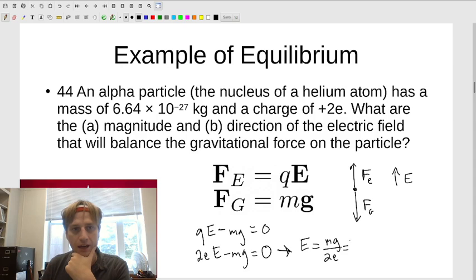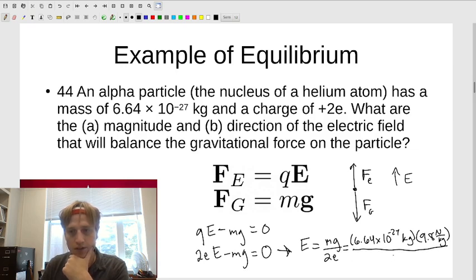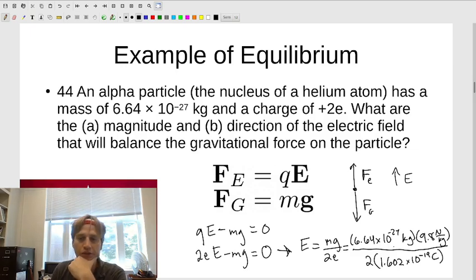And in this case, that m would be 6.64 times 10 to the minus 27th kilograms. And then our gravitational field strength here on Earth is 9.8 newtons per kilogram. And then we have this 2e, where e is that 1.602 times 10 to the minus 19th coulombs. Okay, so ultimately you're going to have units of newtons per coulomb on a question like this. I gave one on the homework that's very similar to this.